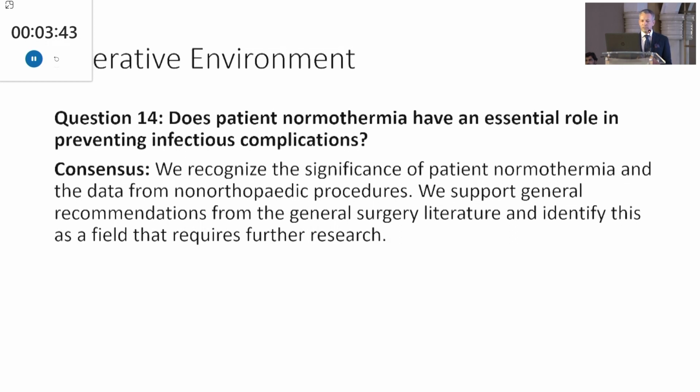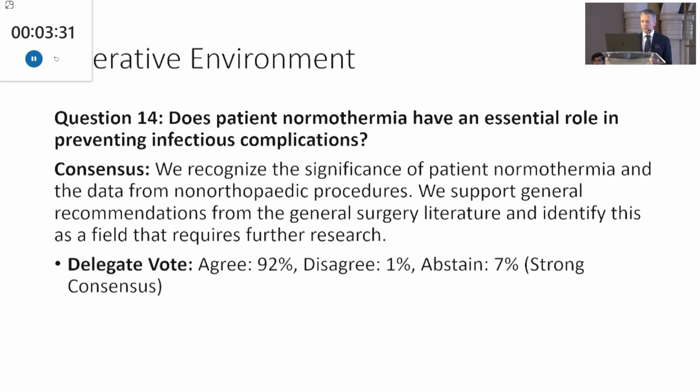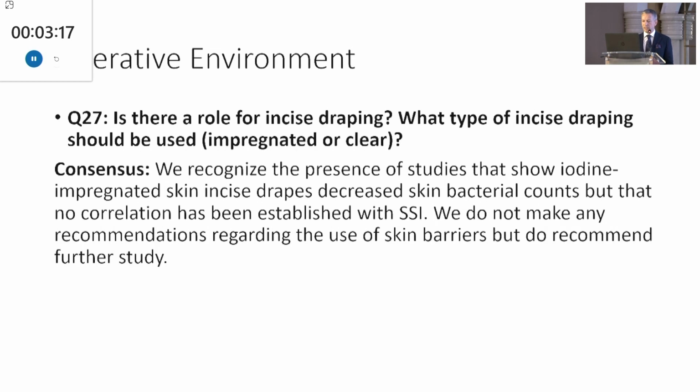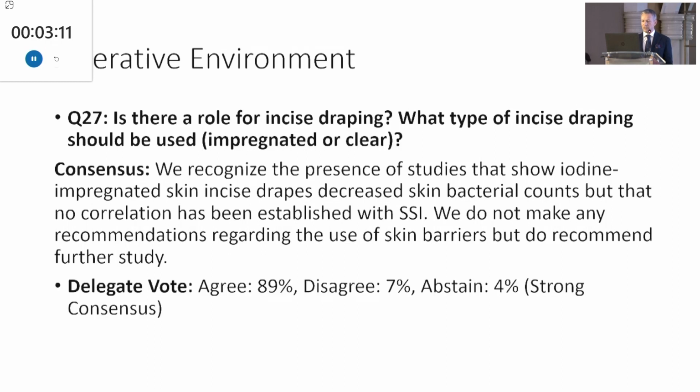One of the key points of the consensus meeting was to address normothermia during the surgery, and it has been recognized as a significant factor that can prevent infection, and the consensus was set at 92%. The role of incised draping had a little bit lower rate of consensus, and it was set at 89%.